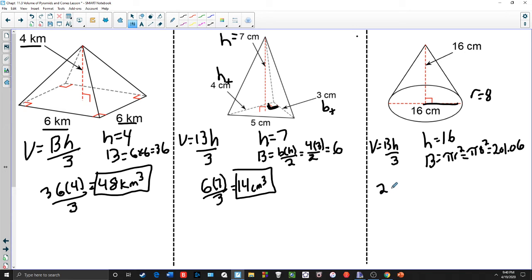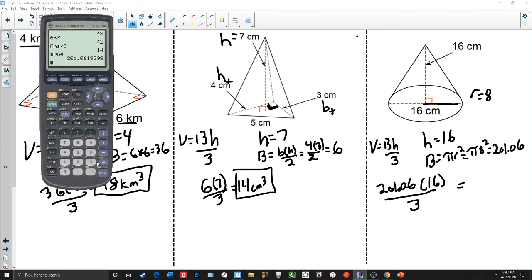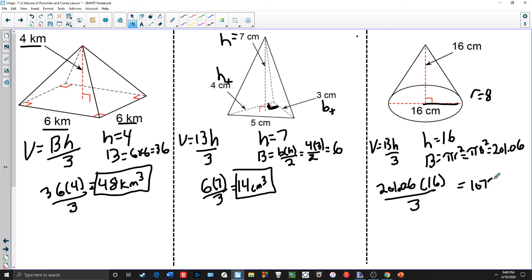So area of the base, 201.06, times the height, 16, all divided by 3. So let's go ahead and figure this out because this I cannot do in my head. So 201.06 times 16, all divided by 3, and we get 1072.32. So 1072.32, and this would be centimeters cubed.